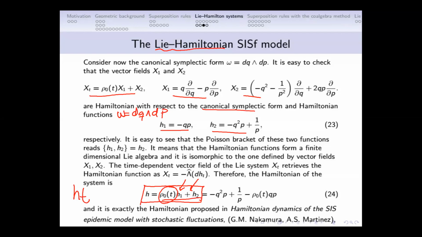This Hamiltonian that I have retrieved using all my Lie system theory is the Hamiltonian that was proposed in this paper from which I was looking at the stochastic fluctuations. So this means that the Lie system theory is actually a quite legit geometrical point of view to see the system, because I have actually, by this machinery, obtained the same Hamiltonian that they have proposed, just by using geometric structures in this case.